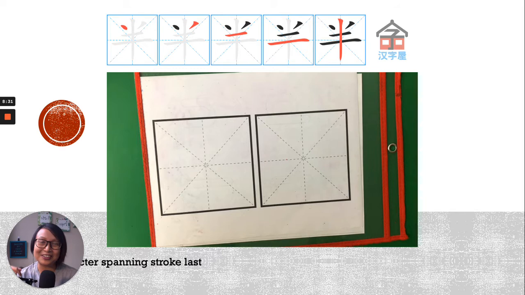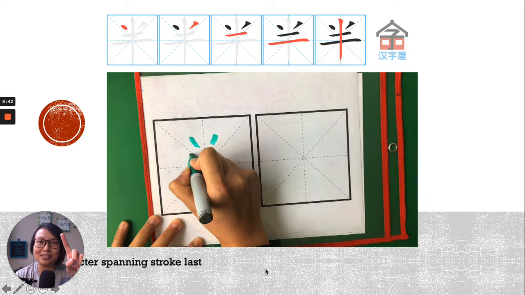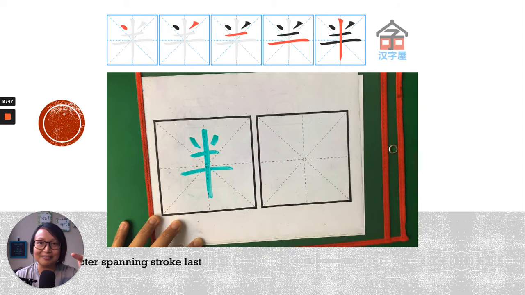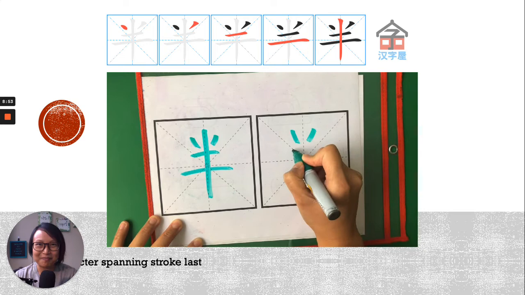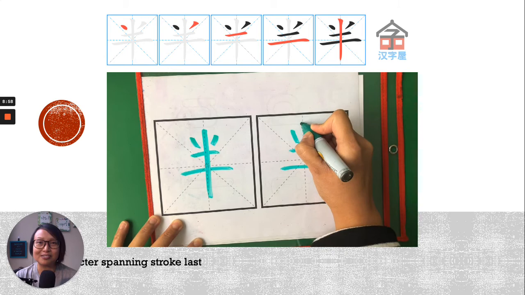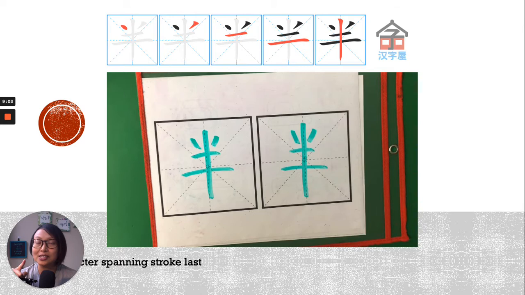So when we write this word, which is ban, that means half, we start with the two dots at the top, then the horizontal line, and after all these, we put the skillet, the vertical line, in. This is how we do this, follow this rule. Be very careful, because the difference between this and the symmetry rule is that the symmetry rule only applies when the middle part is not really touching the sides. But this one is like a skillet. I hope it makes sense to you.